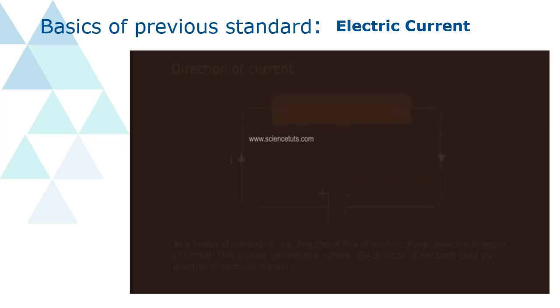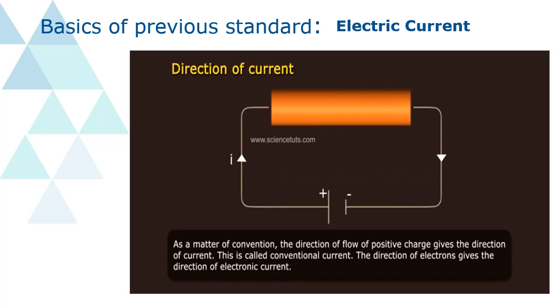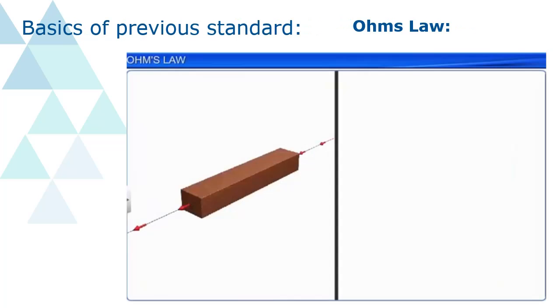Direction of current. As a matter of convention, the direction of flow of positive charge gives the direction of current. This is called conventional current. The direction of electrons gives the direction of electronic current.